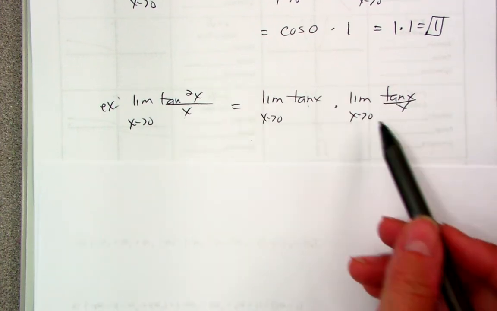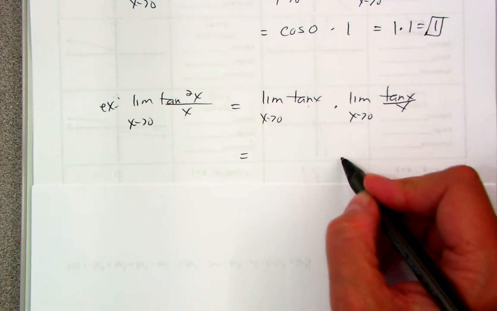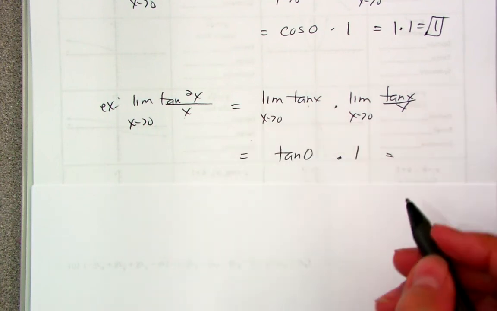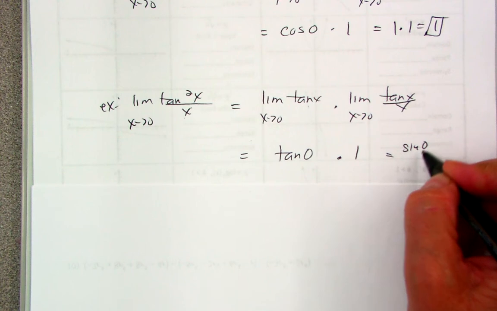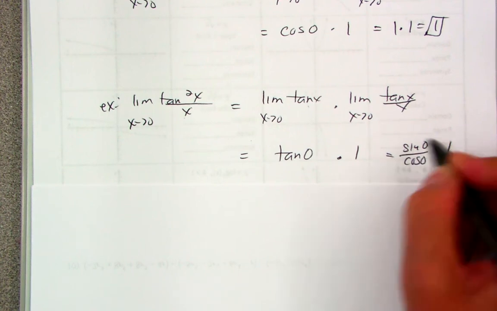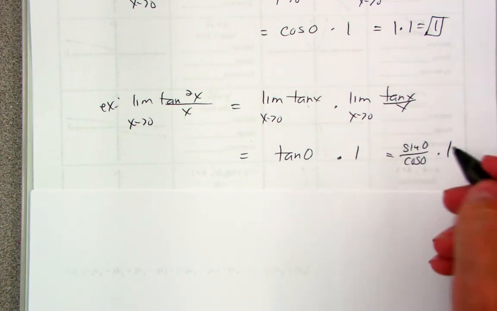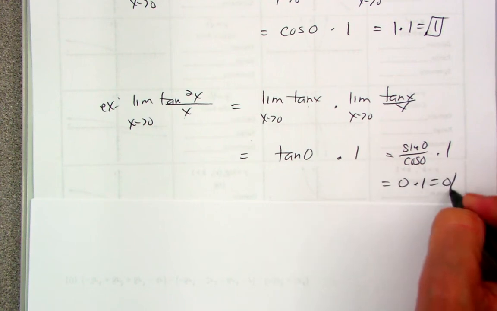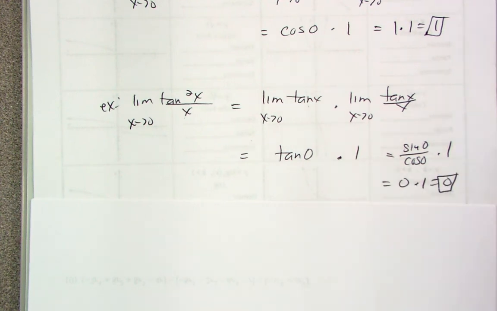We already know from the very first example that that limit is 1. This one is by direct substitution. Tangent of 0, well, that's sine of 0 over cosine of 0, times that 1. And so sine of 0 is 0, cosine of 0 is 1. That's 0 times 1. That limit is 0.